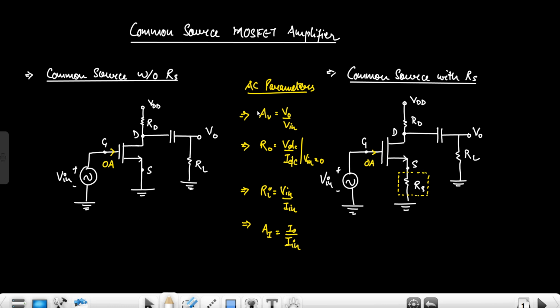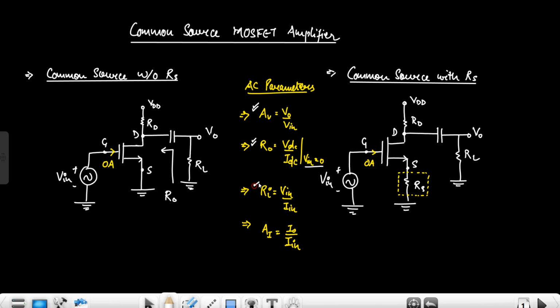The first and most frequently asked AC parameter is the small signal voltage gain, that is V0 upon Vi. Next is the internal output resistance, which is calculated by replacing the output V0 with a voltage VDC, with current IDC flowing across it, and removing the input supply. The internal output resistance is the resistance seen from here onward.